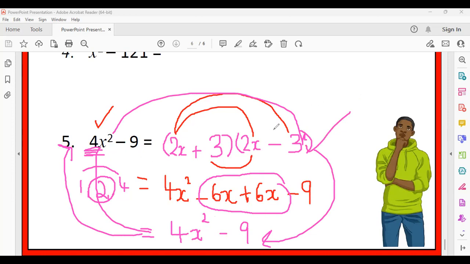Now, if you use 1 and 4, you won't get this. If you want to try, we can. If you use 1x and 4x, then you're going to change. It will not get you to 4x squared minus 9. The factor that would be best to use would be 2. Again, maths is not about my perception or idea. It's about proving us right or wrong.